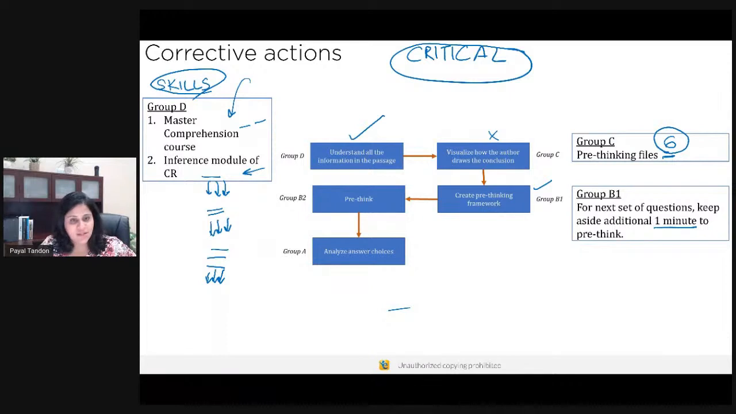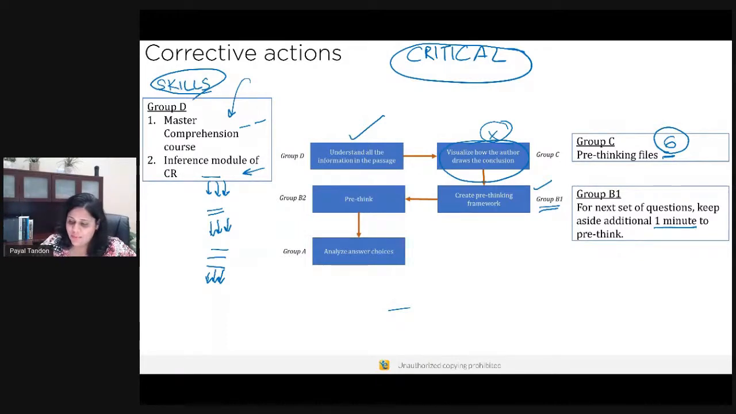In the process, you're going to learn how you visualize how the author draws the conclusion. So again, coming back to group B1, if you're not spending the time today to pre-think, then for the next set of questions you need to set aside 1 minute to pre-think, because you need to know, can you pre-think or not? I don't know if you have the capability or not, and that's why you have to give yourself that chance to prove that yes, I know how to pre-think, or no, I don't know how to pre-think.